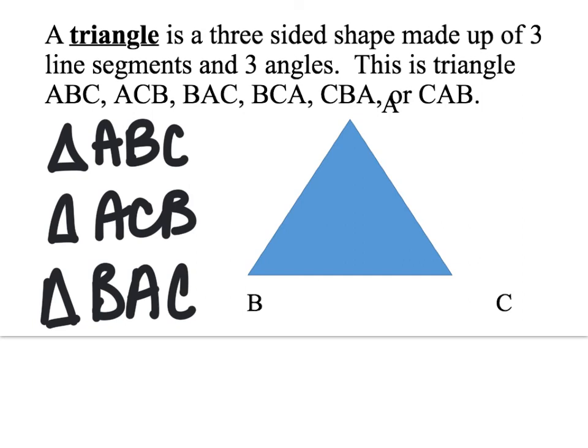But when you name a triangle, you use the symbol that looks like a triangle. When you name an angle, you use the symbol that looks like an angle. When you name a ray, you use the symbol that looks like a ray. When you name a line, you use the symbol that looks like a line. When you name a line segment, the symbol looks like a line segment. Okay, which makes a lot of sense.